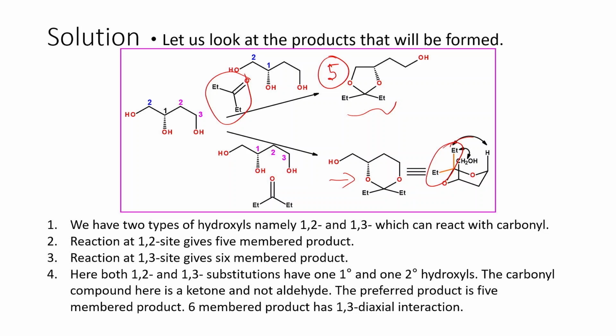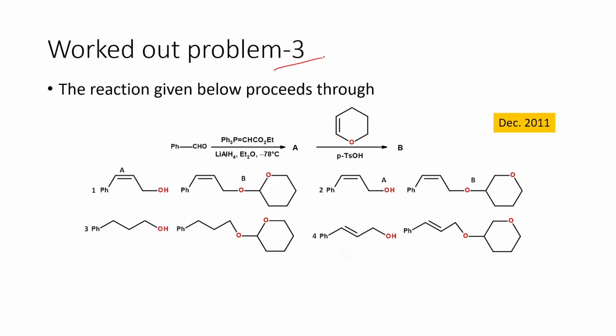And in both cases, the primary hydroxyl is the one which undergoes protection as one of the hydroxyls, and there is the second hydroxyl. That's how we can easily figure out which compound will be protected in this particular case. The final product is actually the 5-membered one. The reason we get the 5-membered one is to avoid the 1,3-diaxial interaction if the 6-membered ring product were formed. Let us move on to the next problem.